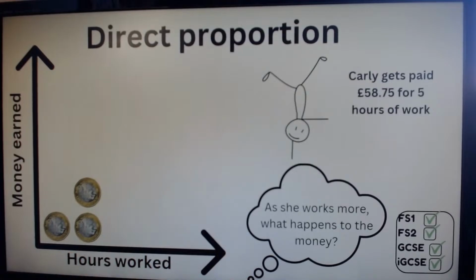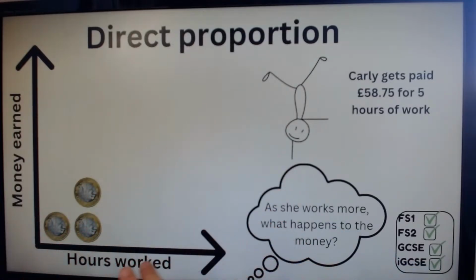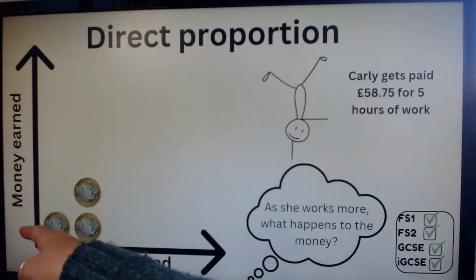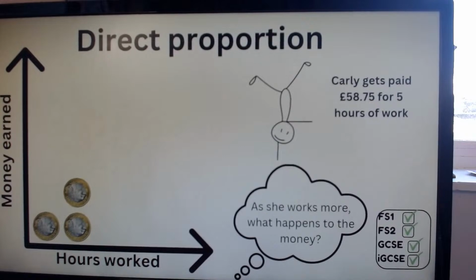I'm asking you, as she works more, what's going to happen to the money? So what's going to happen to the money as she works more hours? So we're going along here. As she works more hours, what's going to happen to the money that she earns? What are you expecting that graph to look like? I'm going to give you a chance to have a little think about it.